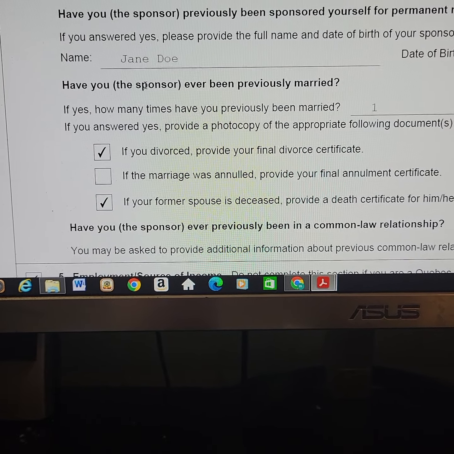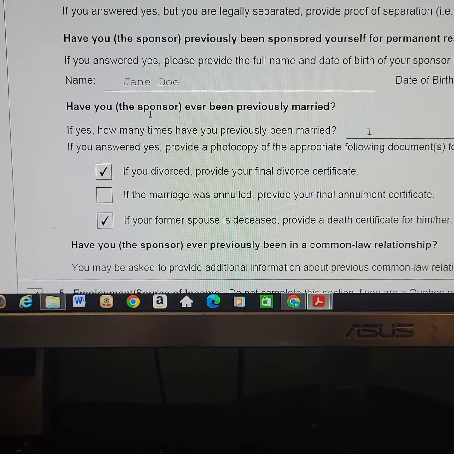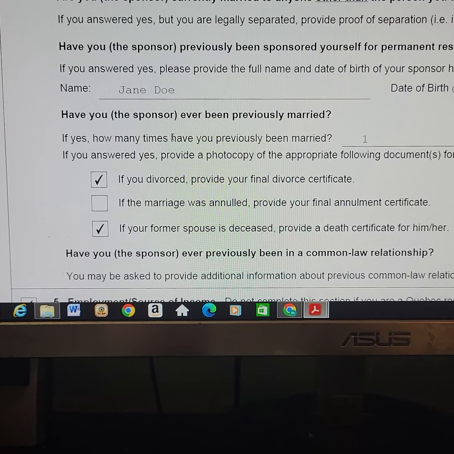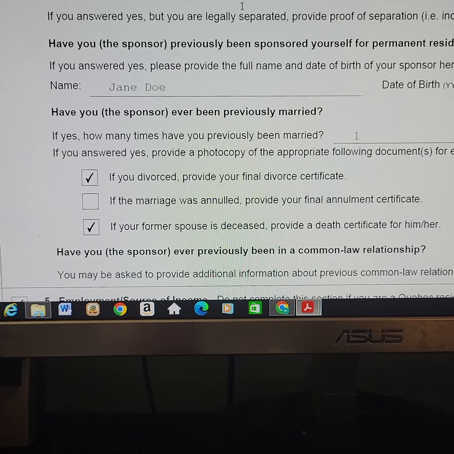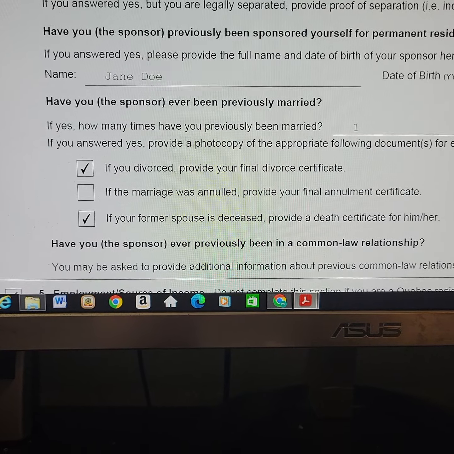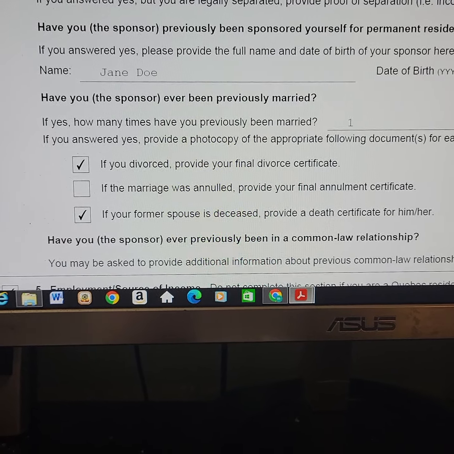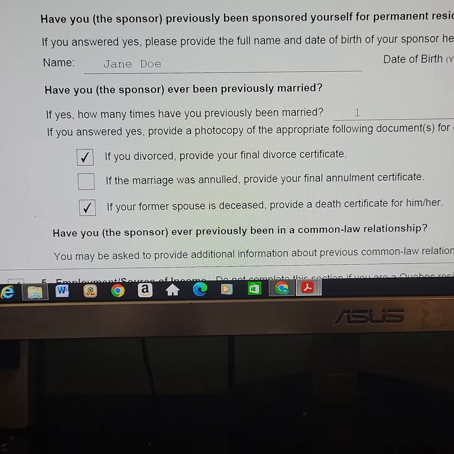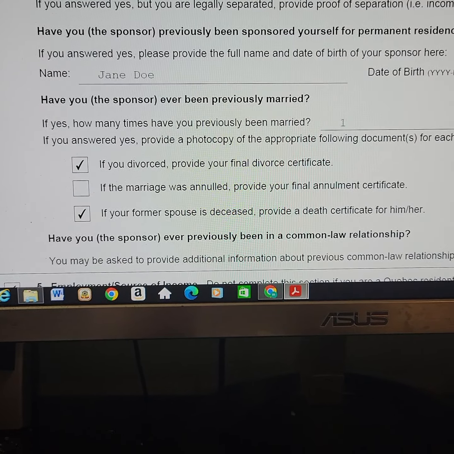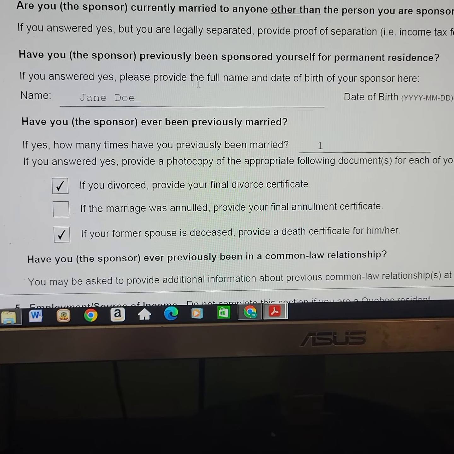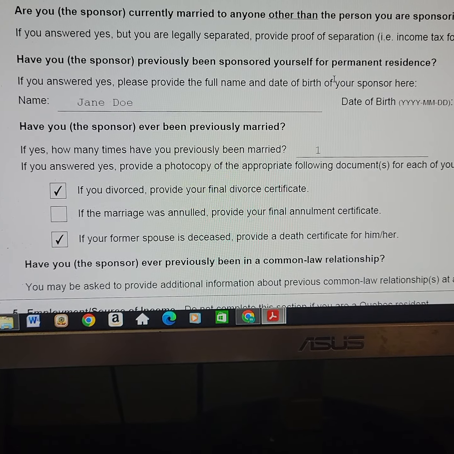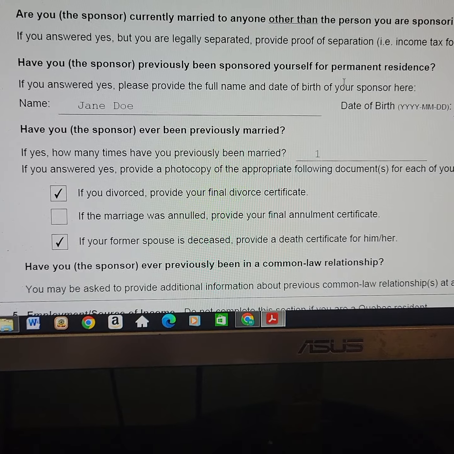Previous relationships, are you the sponsor currently married to anyone other than the person you're sponsoring? So if you are married to someone else in Morocco, obviously you won't be able to get married to a Canadian citizen, so this answer has to be no, okay? Have you, the sponsor, previously been sponsored yourself for permanent resident? Okay.